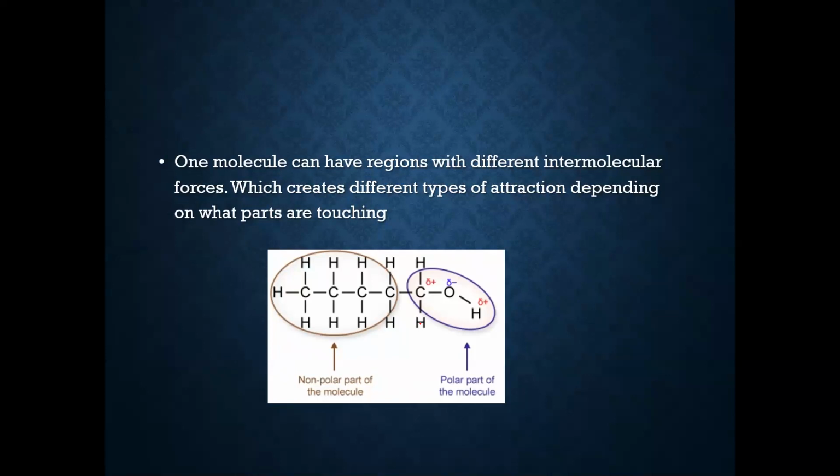When we look especially at biological molecules, we oftentimes will find that we can have multiple parts of a molecule. So we get a long carbon chain maybe at the end that's nonpolar, and then we get a polar part of the molecule that can do hydrogen bonding. So here we would have hydrogen bonding on this part, but we can have dispersion on this part.